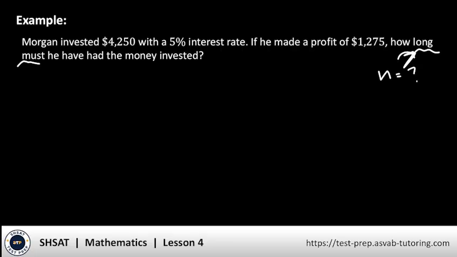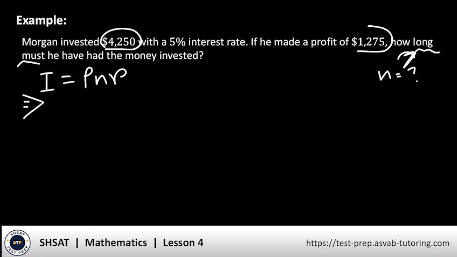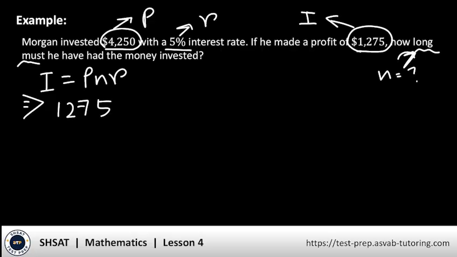So let me just first of all write the formula down, which is I equals PNR. And next, it's saying that Morgan has invested 4,250, but he made a profit of 1,275. So he made a profit of this means that that is his interest, and because he invested this initially, that is the principal, and 5% interest rate is R, right? So let me just bring all of these together. That is 1,275 here equals, in the case of P, I'm going to write 4,250 times N times, for the R, it's going to be 5% interest rate.